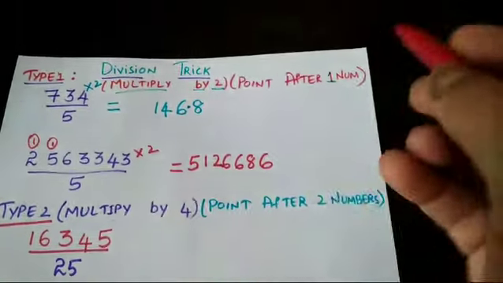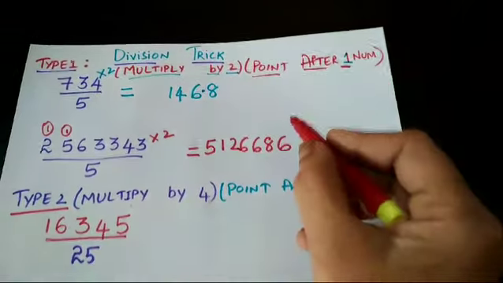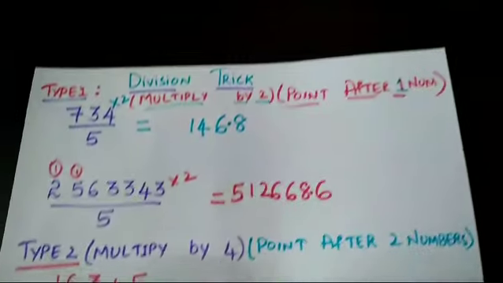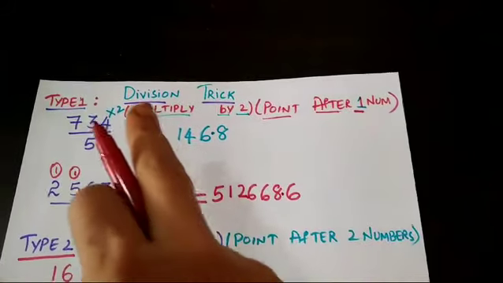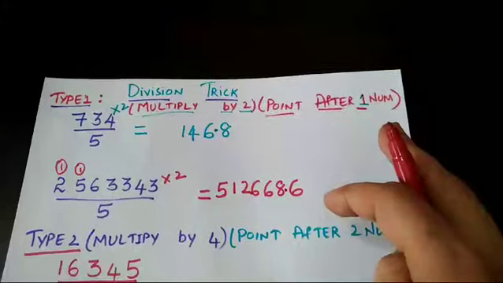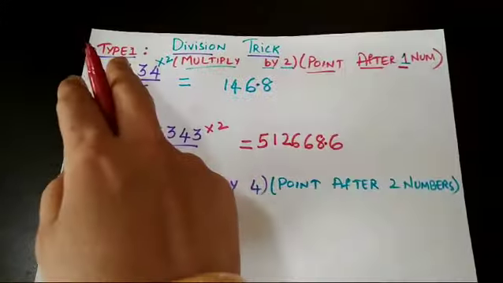Understood? Now the next step is point after one number. You have to put a point after one number. Isn't it easy, friends? See, just remember the two steps. Multiply by 2 and then put a point after one number. Isn't it easy, friends? Okay, this was type 1.